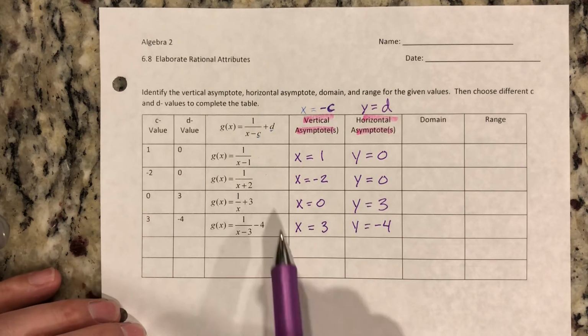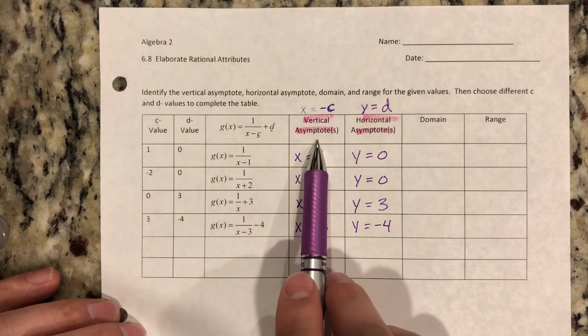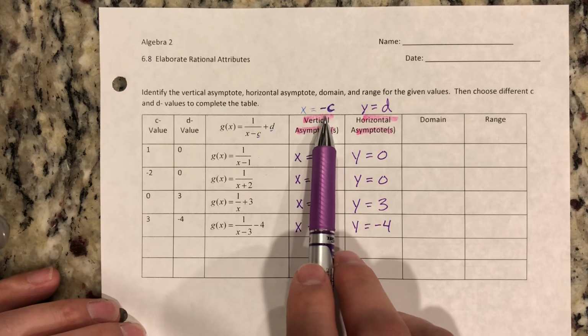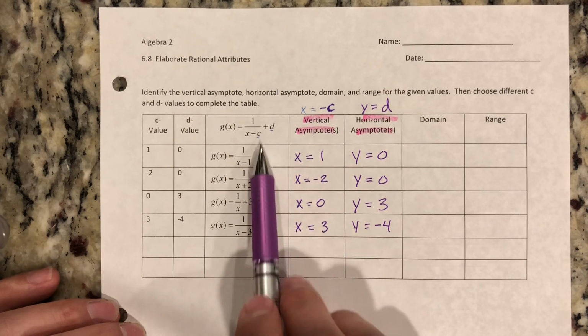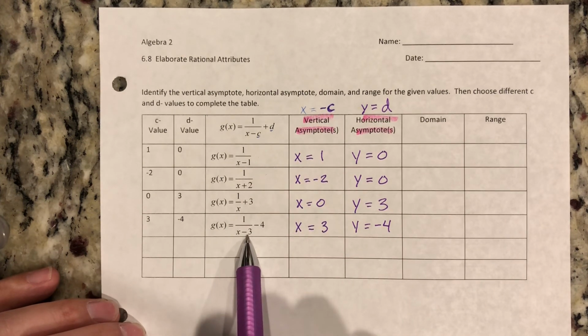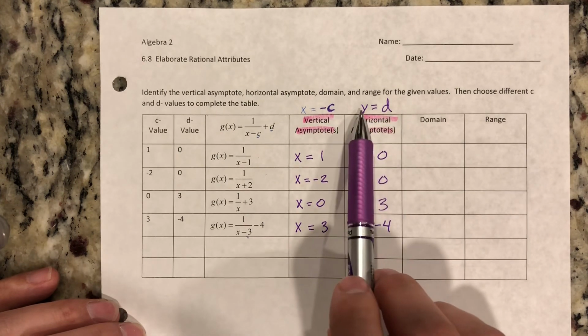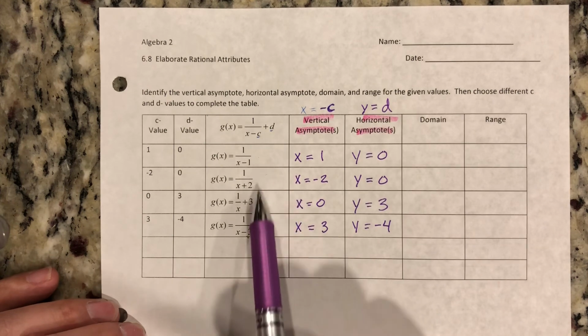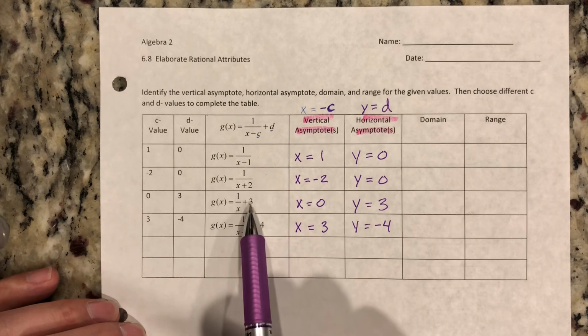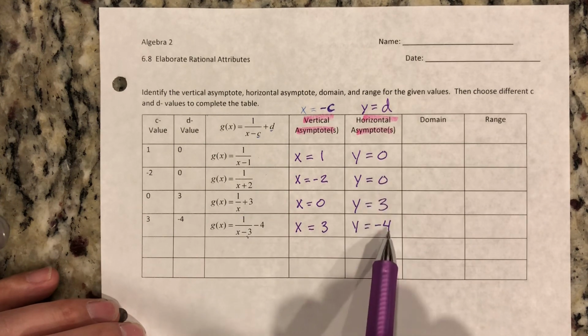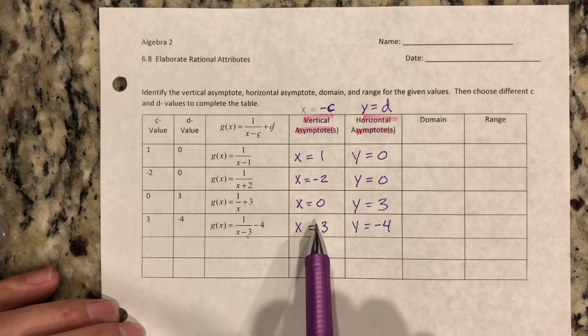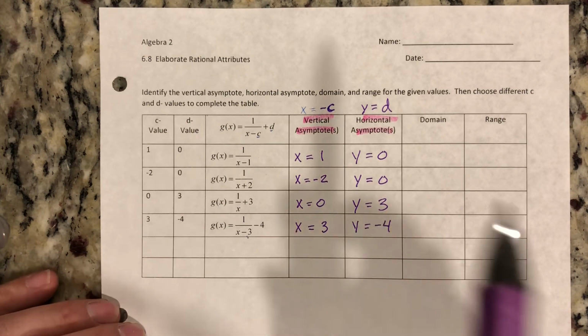So again, just to summarize, the vertical asymptote is x equals the opposite of the C value. So this was a negative 3, becomes a positive 3. And then the horizontal asymptote is y equals the D value. So here's 0, 0, 3, and negative 4. So that's where I got that. You must write it as an equation: x equals that number or y equals that number.